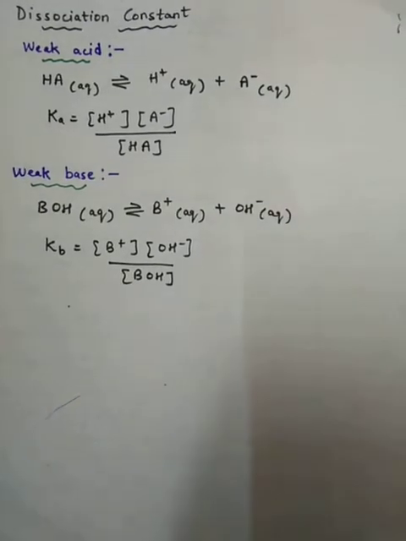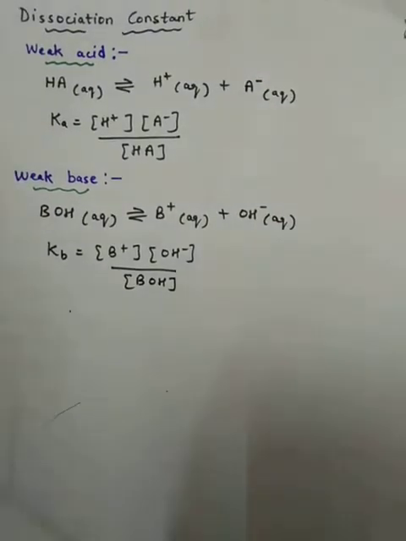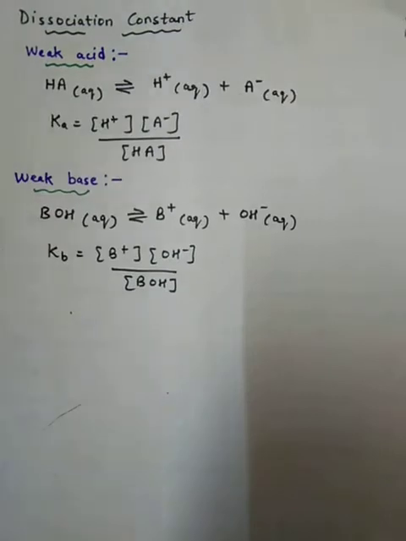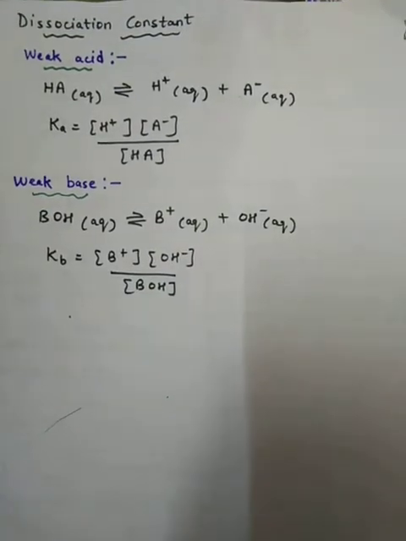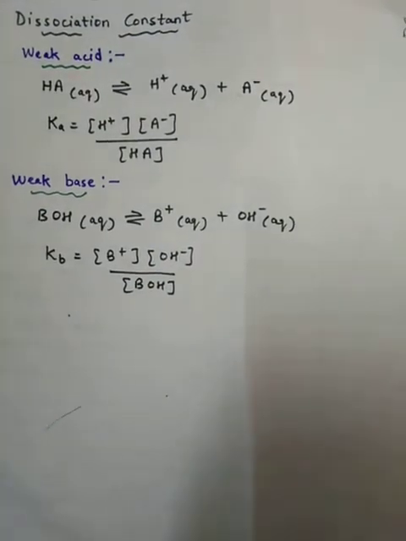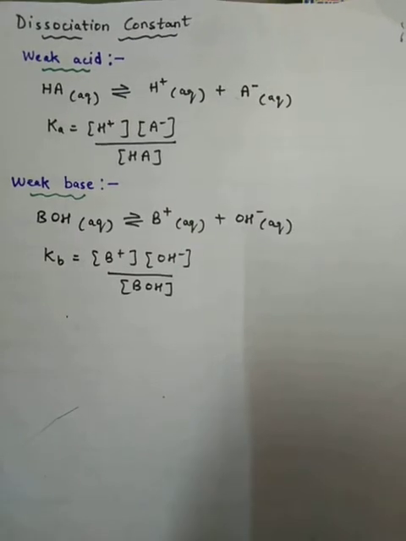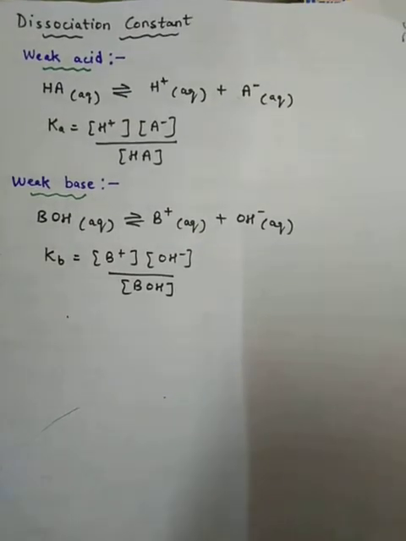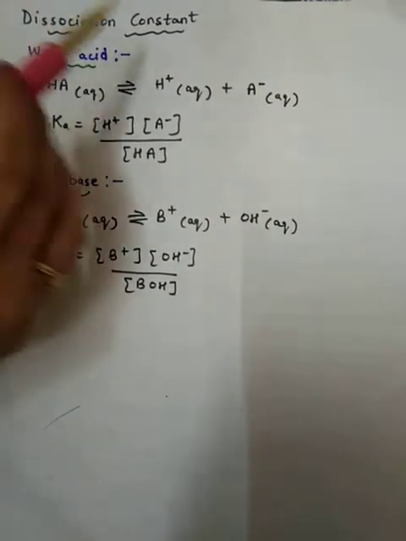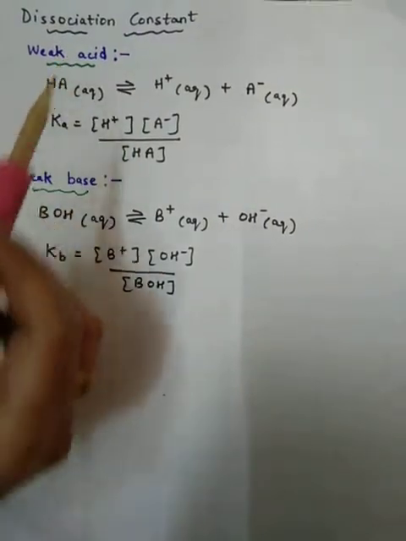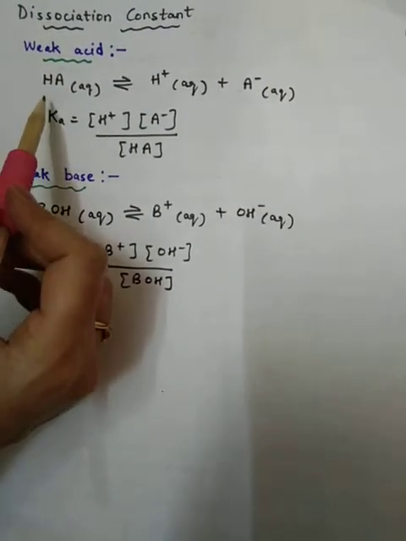Hello students, let's continue with ionic equilibria. We have seen what we mean by weak acid and weak base. Now we will study today Ostwald's dilution law for the same, and the dissociation constant for weak acid and weak base. Let us see what it is.